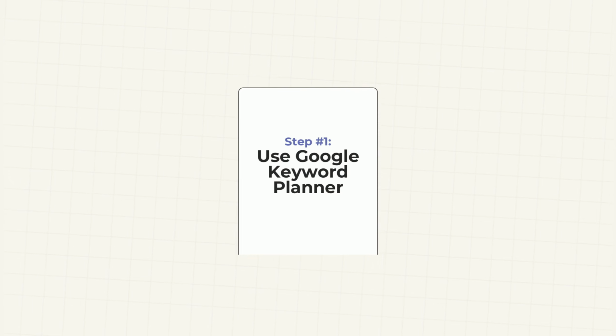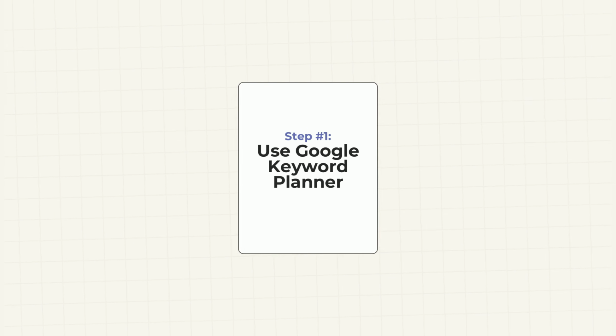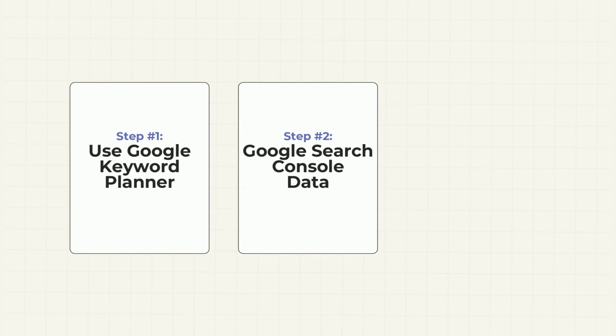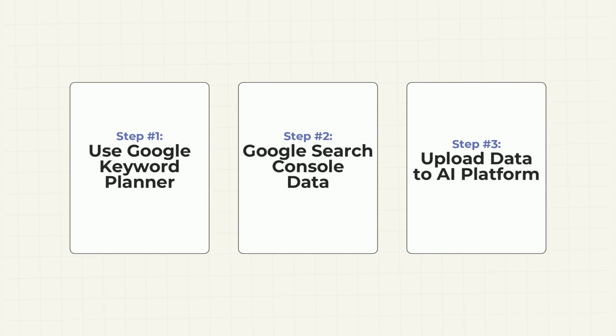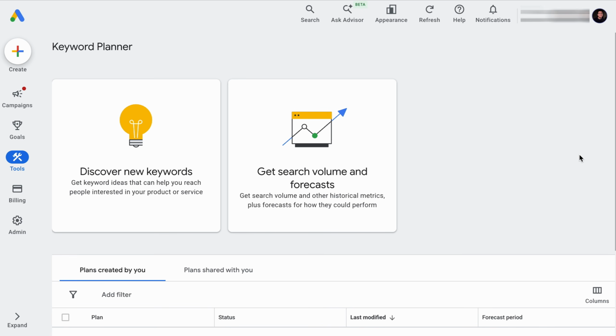The first step is to use Google Keyword Planner to find keywords that your competitors are ranking for. Download the data, and then go to your Google Search Console to download your keywords report. And the final step is to attach those data to any AI platforms like ChatGPT and Perplexity to find the gaps.